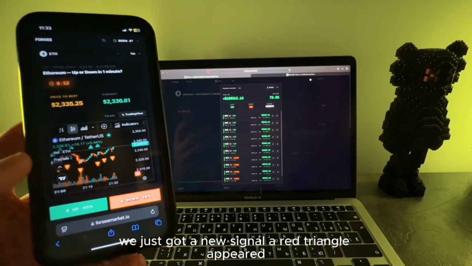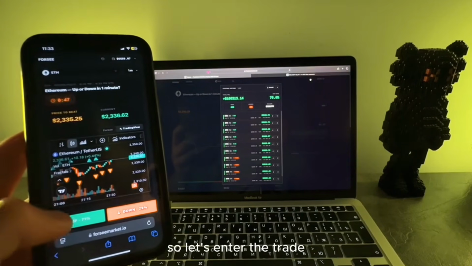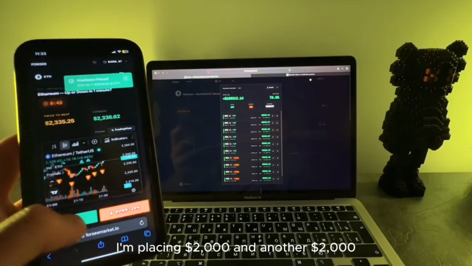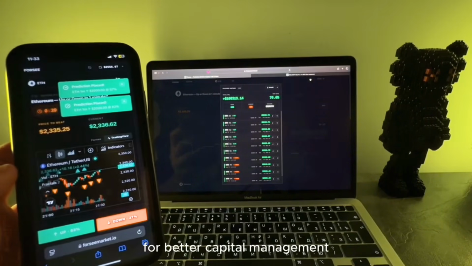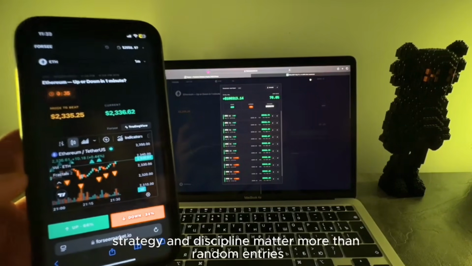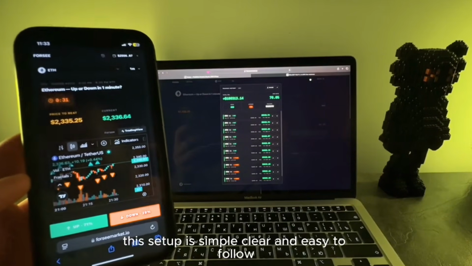We just got a new signal. A red triangle appeared, which means we're expecting an upward move. So, let's enter the trade. I'm placing $2,000. And another $2,000. I always split my entry into 2 positions for better capital management and more control over the trade. Strategy and discipline matter more than random entries. This setup is simple, clear, and easy to follow.